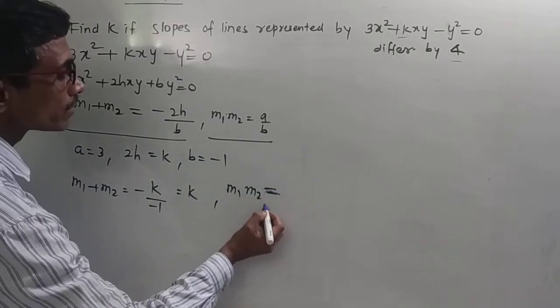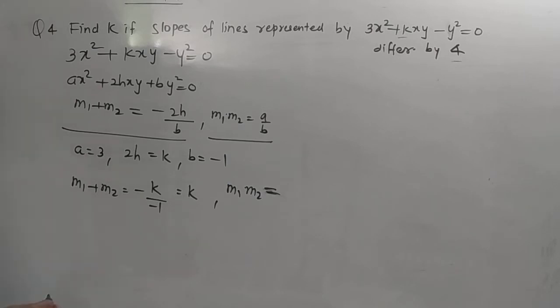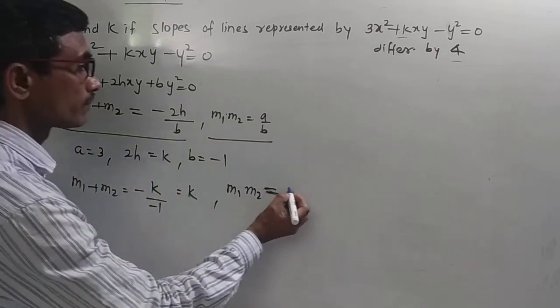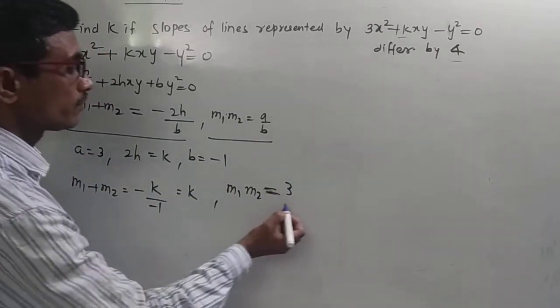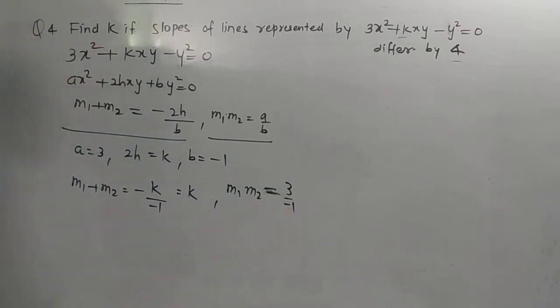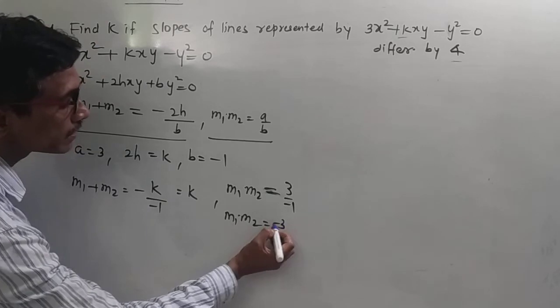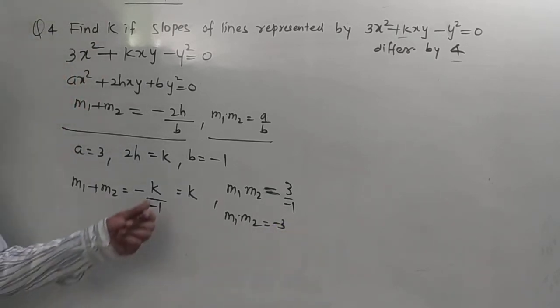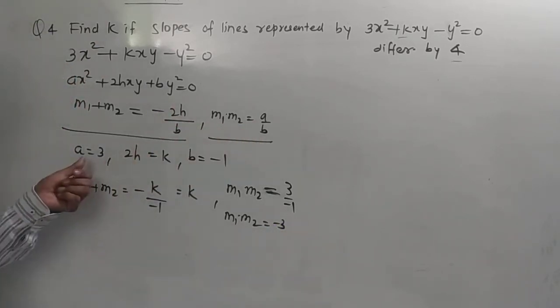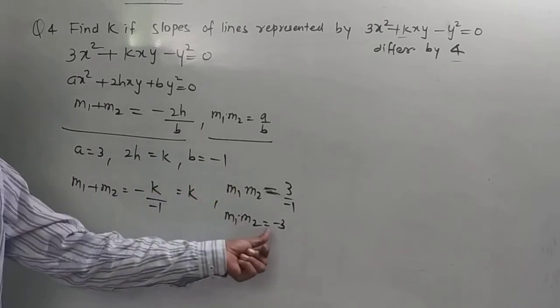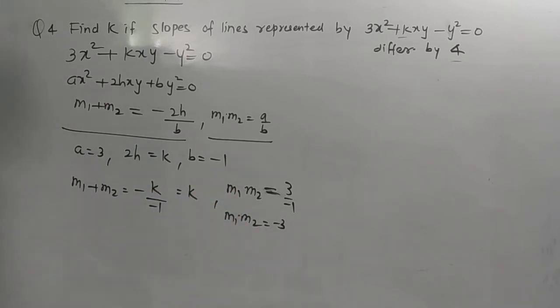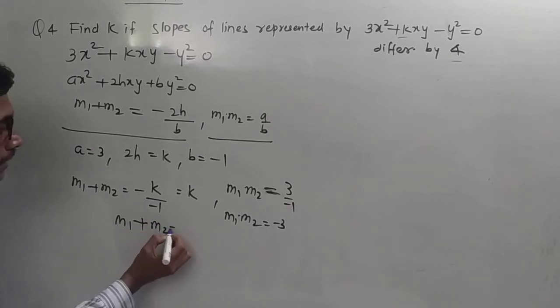So a is 3 and b is minus 1. So our m1 into m2 is equal to a upon b, which is minus 3, and m1 plus m2 is equal to k.